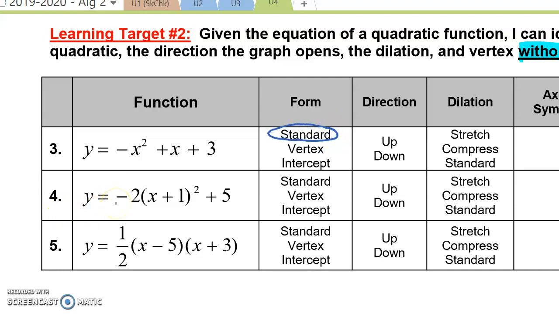Number 4, y equals negative 2 times (x plus 1) squared plus 5. This is an example of vertex form. And number 5, 1/2 times the quantity (x minus 5) times (x plus 3). This is an example of intercept form.